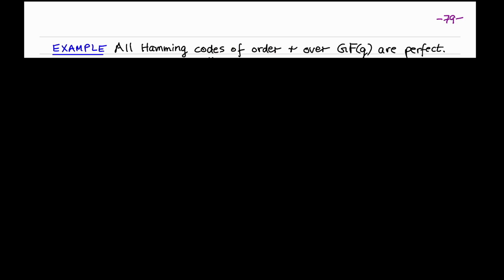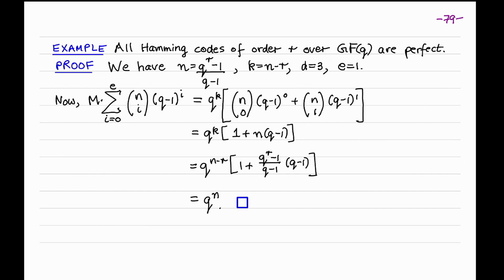The Hamming codes of order r over GF(q) are a non-trivial, infinite family of perfect codes. Let's justify this. The Hamming codes have length n equals (q to the r minus 1) over (q minus 1), dimension n minus r, distance 3, and error correcting capability 1.